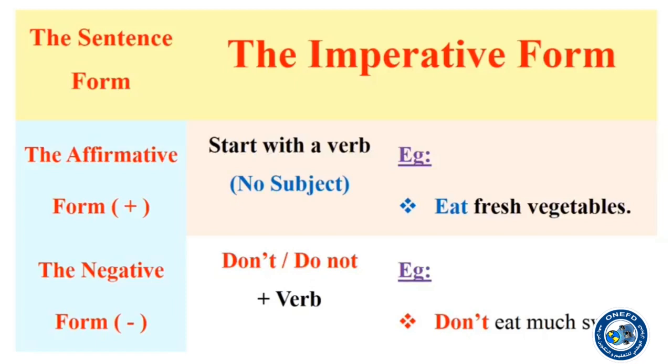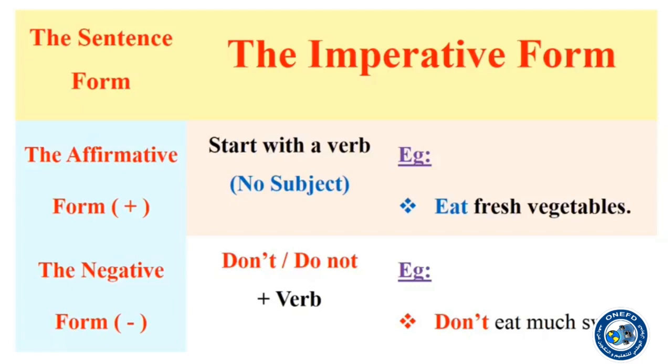In the affirmative form, I always start with a verb. There is no subject. Like you can see in the example, eat fresh vegetables. Eat fresh vegetables is an order. It is an order or a command in the affirmative form. We start directly with the verb plus an object.